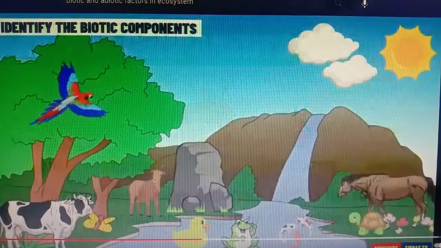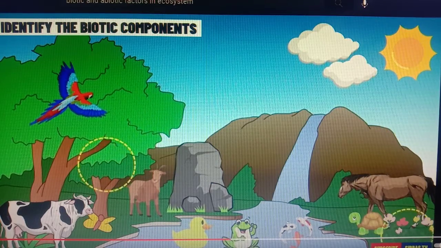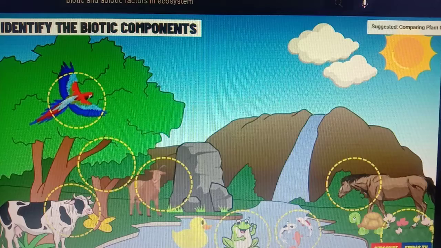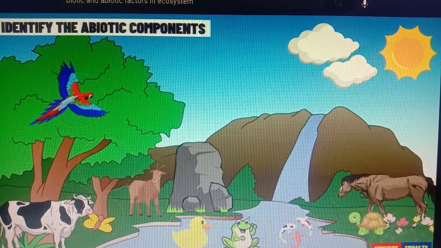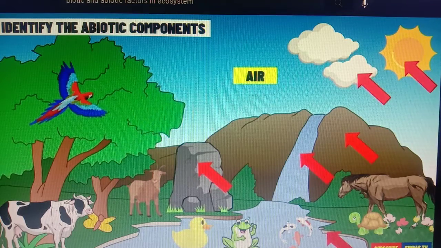Take a look at this picture. What are the different biotic components that you can identify? Correct! The biotic components in this ecosystem are the following: trees, flowers, frog, fish, bird, cow, goat, horse, turtle, bird, duck, and butterfly. How about the abiotic components? You are right. The abiotic components are the following: the sunlight, clouds, water, mountains, rocks, soil, air, and temperature.